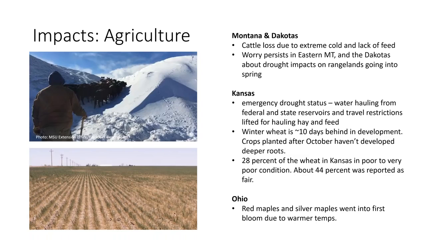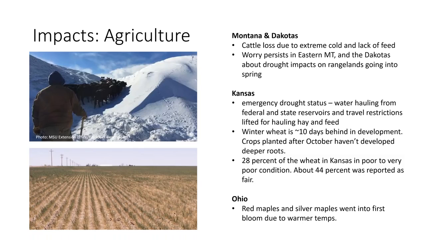There's just a general worry in eastern Montana. And Laura Edwards highlighted this as well in the Dakotas about drought impacts as we move east, persistent drought impacts, especially in the Dakotas and their effects on rangelands going into the spring. In Kansas, I believe this occurred yesterday afternoon, there's an emergency drought status now declared across the entirety of the state. So restrictions for travel have been lifted in terms of hay and feed hauling. There's water hauling occurring from federal and state reservoirs.